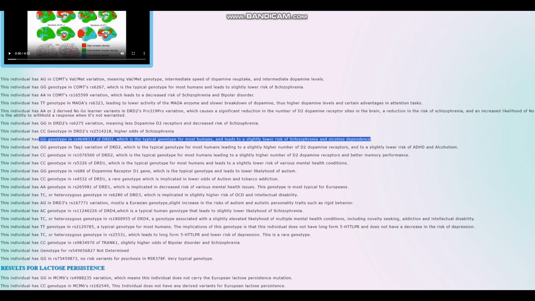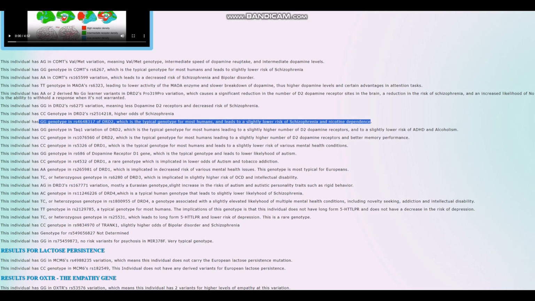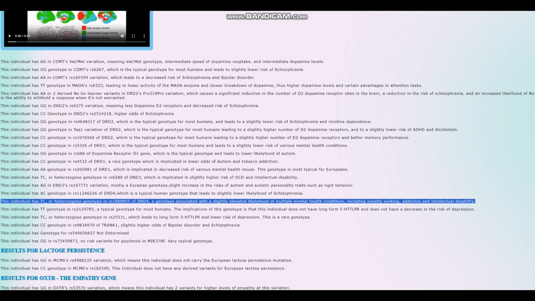He's got GG genotype in this variation of DRD2, which is the typical genotype for most humans and leads to slightly lower risk of schizophrenia and nicotine dependence. Okay, and is there anything else that's interesting here? He's got TC genotype in this variation of DRD4, which is a genotype associated with slightly elevated likelihood of multiple mental health conditions, including novelty seeking, addiction, and intellectual disability. Very interesting.